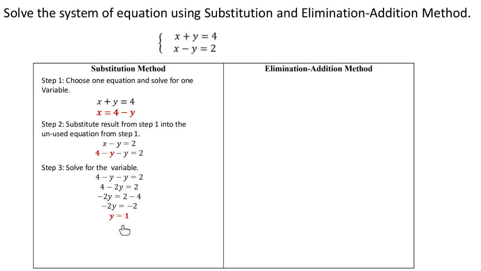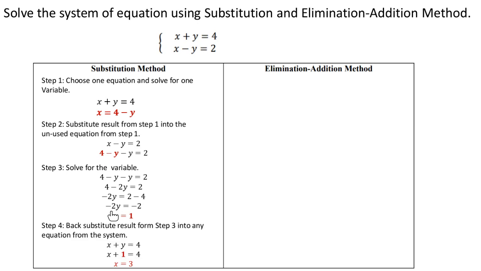So now that we have one of the variables, you can substitute this answer into either of these two equations. Normally, I like to pick one that I haven't touched, like the first one, okay? So I would replace the y with 1 in the first equation. So x plus 1 equals 4. Solve for x, so subtract 1 on both sides. So I have x equals 3. So this is the substitution method.